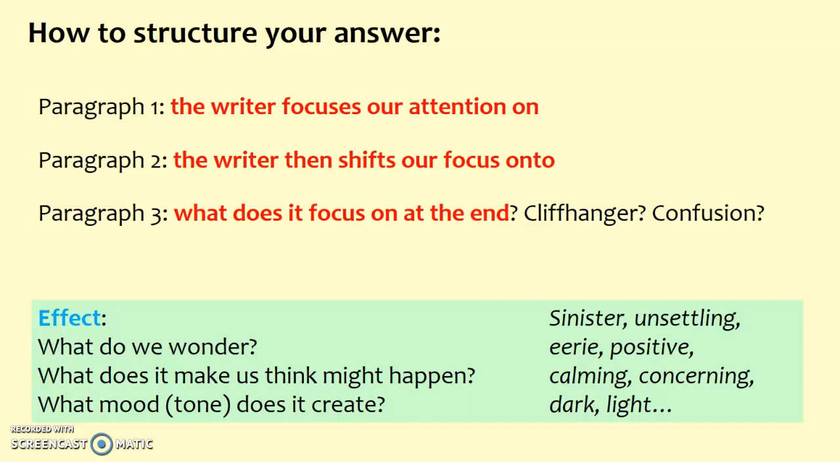Now, ideally, if you're working quickly and if you've practiced this question a few times, you then will be able to move on to a third paragraph. What do they focus your attention on at the end? Like, is there a cliffhanger? Is there confusion? Is there a question left in your mind? So those 3 paragraphs are a really good way of doing this. Something near the beginning, something around the middle, something around the end. End doesn't have to always mean literally the final sentence. It could be the second to last paragraph. The middle could be the second paragraph.